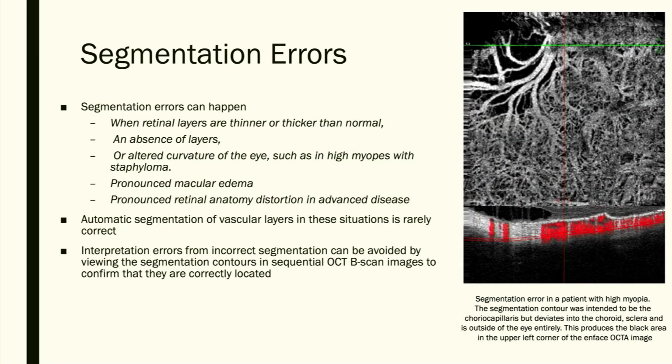Segmentation lines. Again, as I said, in myopia, because the distortion is so much due to staphyloma and all that, your segmentation line should have gone through the choriocapillaris. Because the choroid is so thin, the automatic segmentation which the machine gives you is going out of the eye. Because it is out of the eye, look at what is happening there. It is showing no flow, but that is because it is incorrect. So you have to see where your segmentation lines are going.